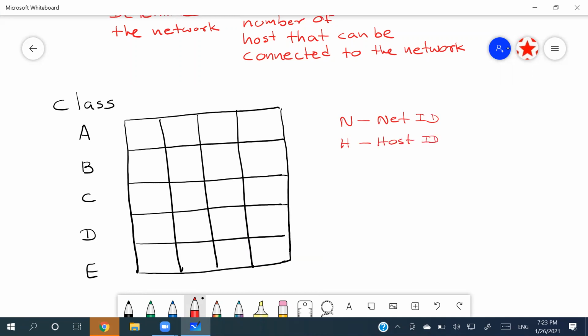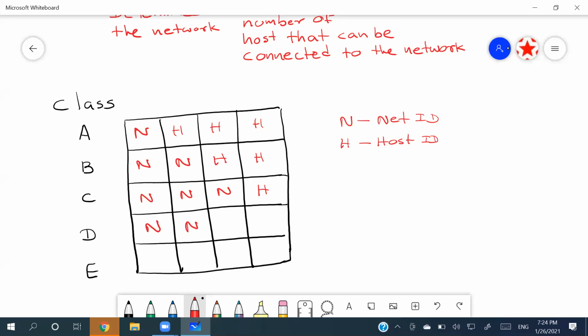So in class A, one octet for net ID and 3 octets to represent host IDs. For class B, 2 octets to represent net ID and 2 octets to represent host ID. And in class C, there are 3 octets to represent net ID and 1 octet to represent host ID.